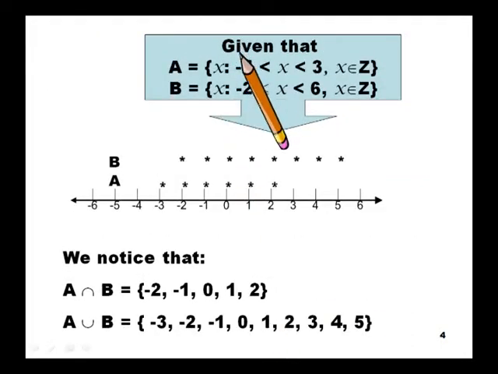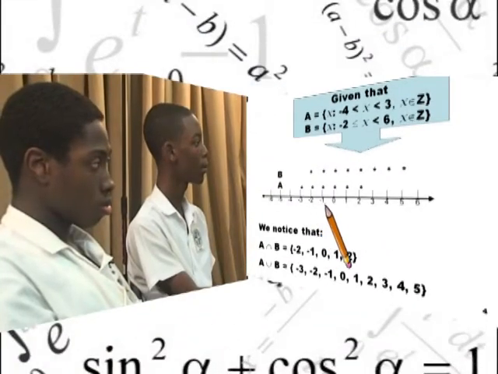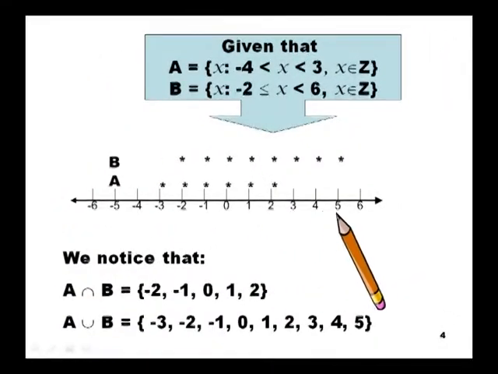Given that the set A is equal to x such that x is greater than -4, less than 3, x is an element or member of the set of integers. The set B equals x such that x is greater than or equal to -2, less than 6, x is an element or member of the set of integers. We notice that A intersect B is equal to -2, -1, 0, 1, 2. A union B is equal to -3, -2, -1, 0, 1, 2, 3, 4, 5.